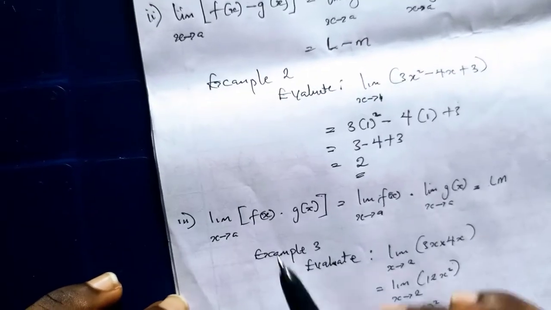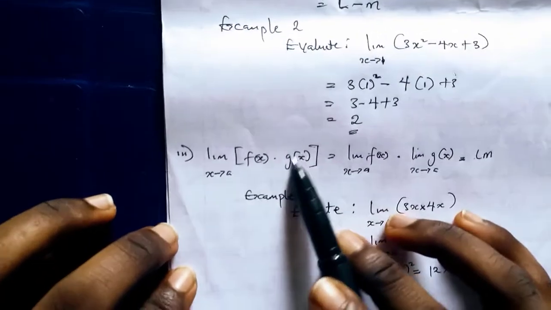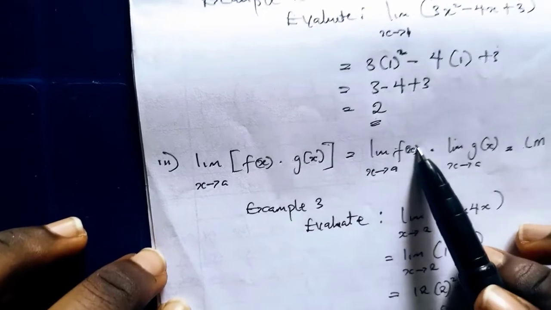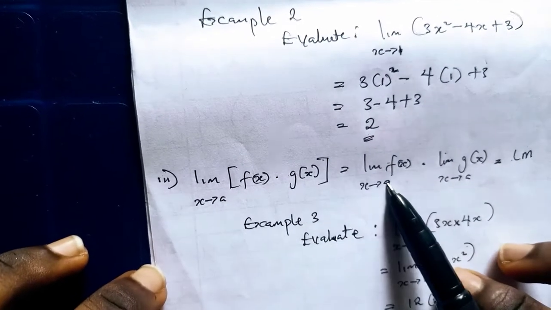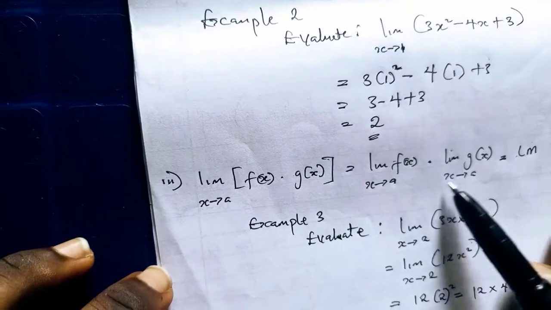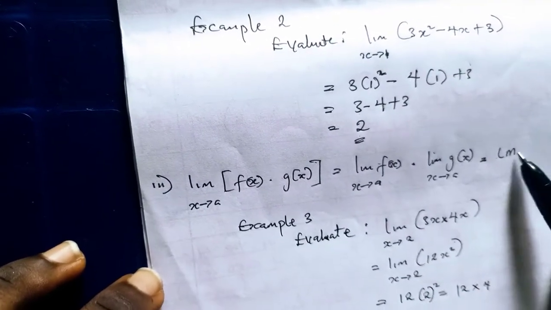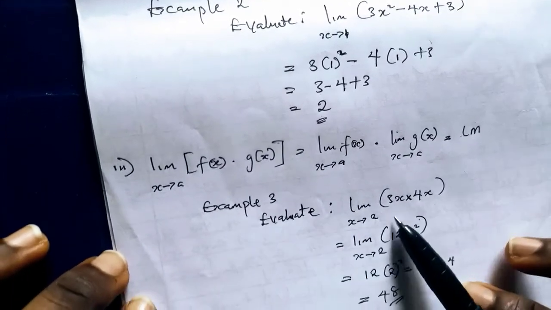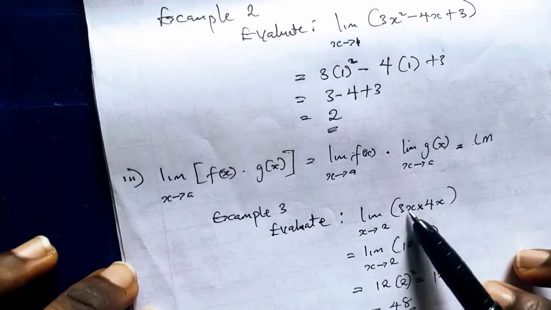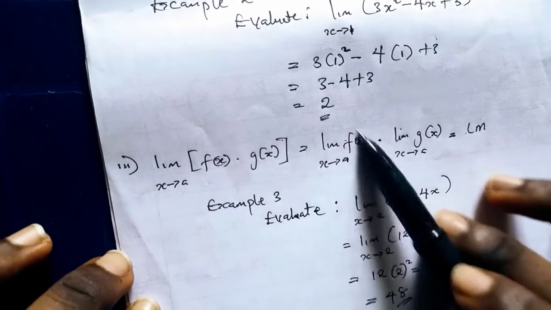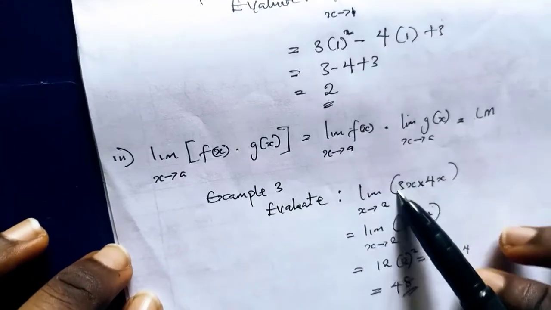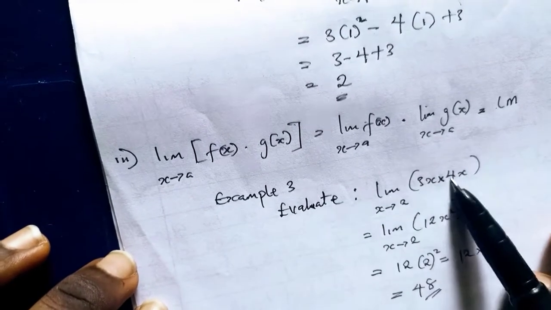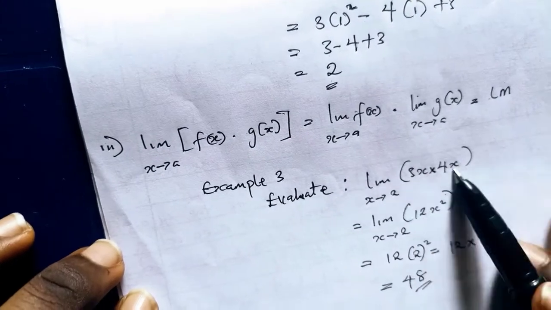Now, what if you are given the limit of f of x multiplied by g of x? These two functions multiply together. So it's the same thing as saying the limit of f of x as x approaches a multiplied by the limit of g of x as x approaches a, where our answer comes out as L multiplied by M. And here you can see I've given us an example. This is 3x, which we say is the function f of x, and this is 4x, which is the function g of x. So multiplying these two together, I'll have 12x squared.